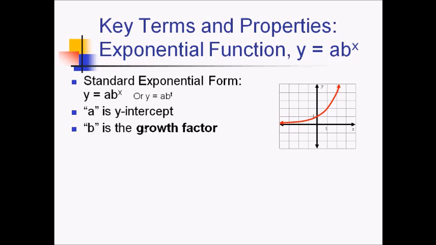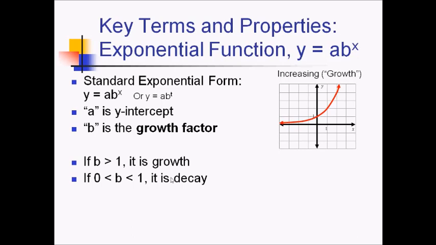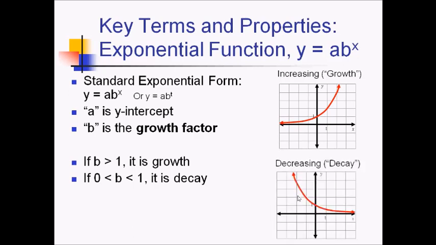B is going to be our growth factor. This is the number that we multiply by over and over and over and over as this exponent gets higher and higher. Now, if the b value is bigger than 1, if you're multiplying by a number that's bigger than 1 constantly, you're actually going to have growth. So this picture I have right here is an example of exponential growth. If, on the other hand, b is between 0 and 1, you're going to have decay. If you're multiplying by, say, 1/2 over and over and over, your function's going to be getting smaller and smaller, and you'll end up with a graph that looks like this. So it's the same graph, really, just kind of reflected over the y-axis.